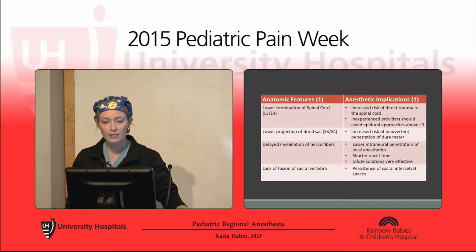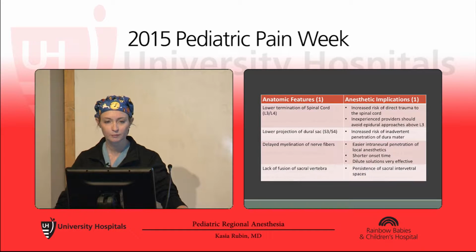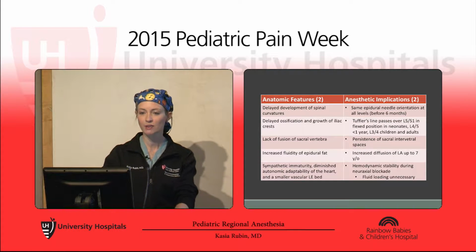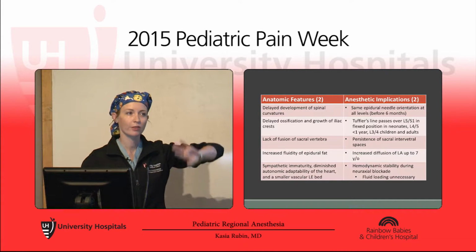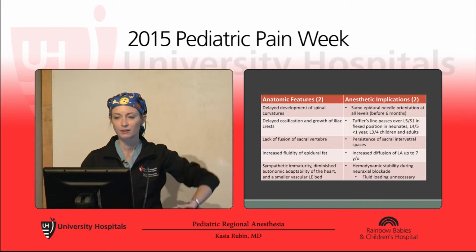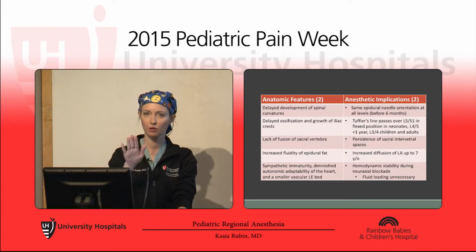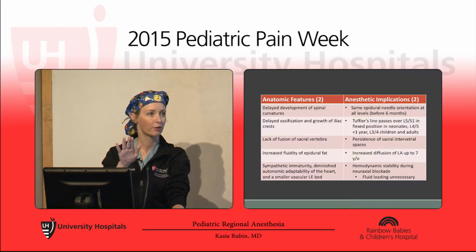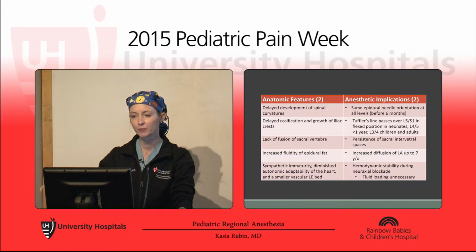The lack of fusion of the sacral vertebra gives you persistence of the sacral intervertebral spaces, which is what allows us to do the caudals. Delayed development of the spinal curvatures: basically these babies are flat the whole way through. You don't see the lumbar or thoracic curves, which gives you the same needle orientation, because on adults you're going in at a really steep angle in a thoracic. In peds it's pretty much perpendicular the whole way up.